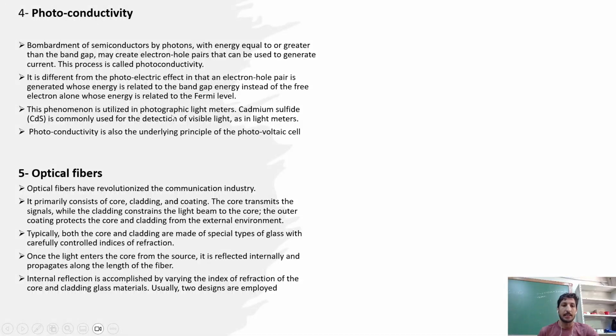Cadmium sulfide is commonly used for the detection of visible light, as in light meters. Photoconductivity is also the underlying principle of the photovoltaic cell or solar cell.